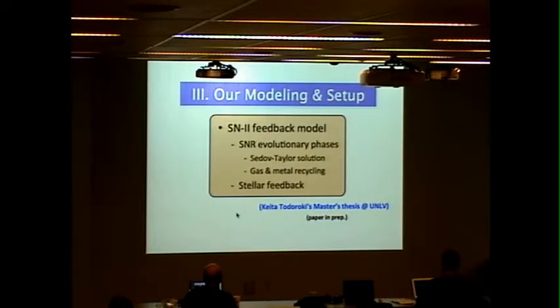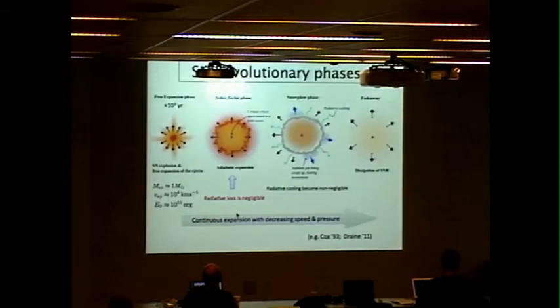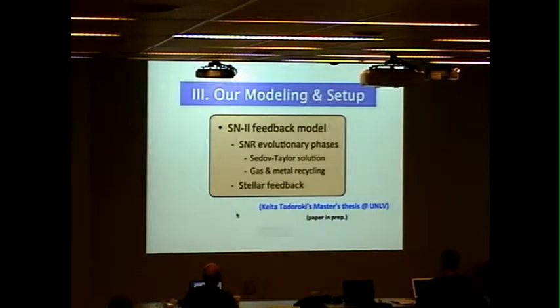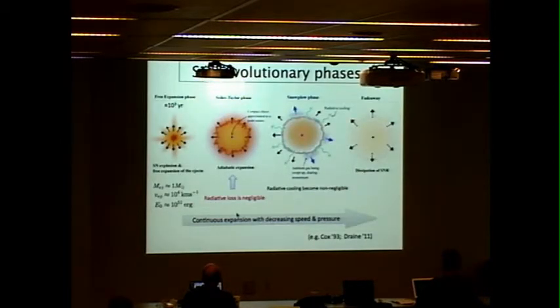So this is what the evolutionary phase is. And we looked at, so this is, just let me say that this is Todoroki's master thesis, papers in preparation. So we looked at these SNR evolutionary phases, what you learn in grad school. So you start off with the free expansion phase of about 1,000 years, and then based on these numbers, you get about 10^51 ergs of supernovae. And then there's a Sedov-Taylor phase where you have adiabatic expansion, and in this phase, radiative cooling is negligible. And then you go into snowplow phase where radiative cooling becomes important at the outer edges, and then there's a fade away and dissipates into ISM.